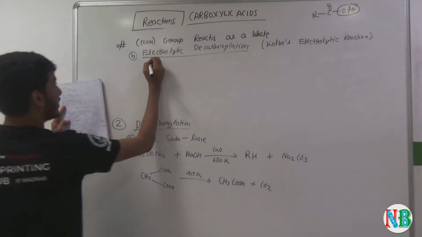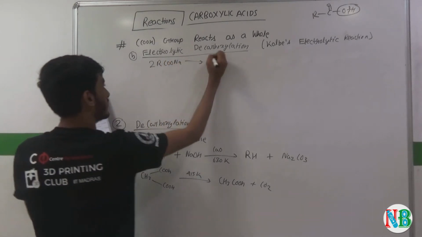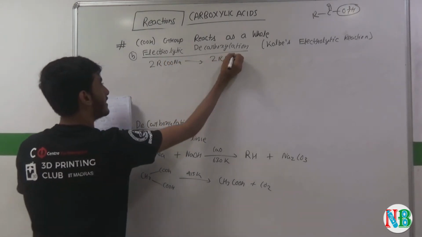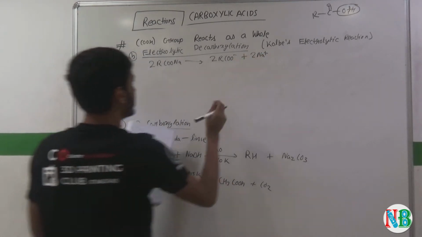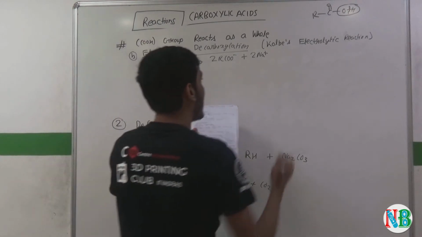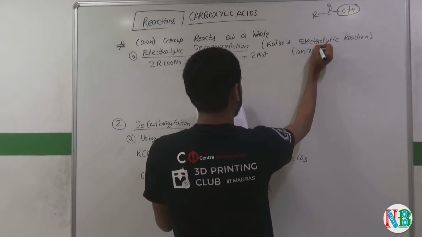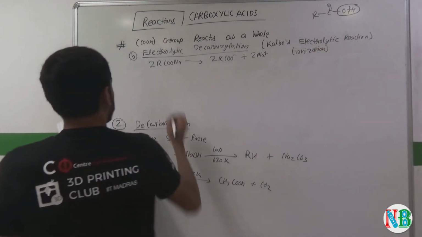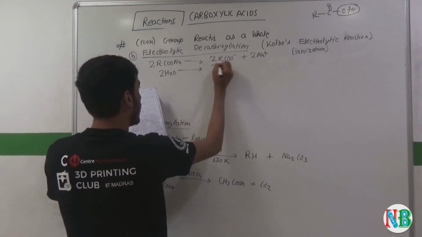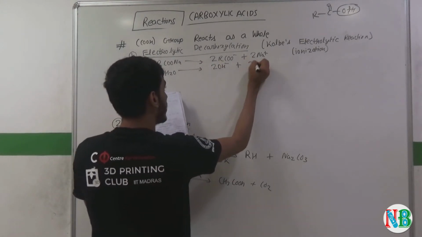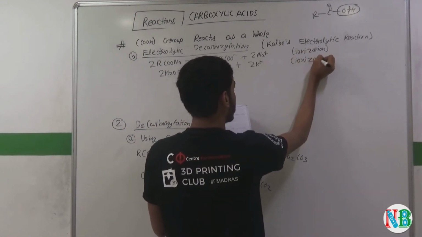For example, I have 2RCOONa. It forms 2RCOO minus plus 2Na plus. This ionization takes place inside the cell. Then 2H2O forms 2OH minus plus 2H plus. This is also an ionization reaction.